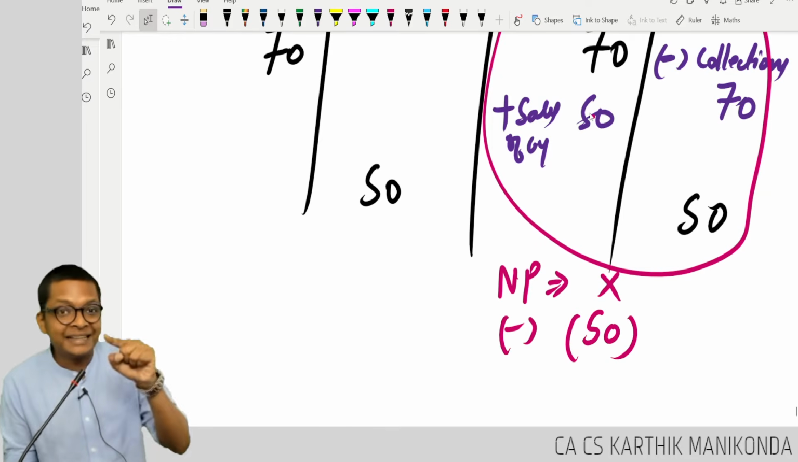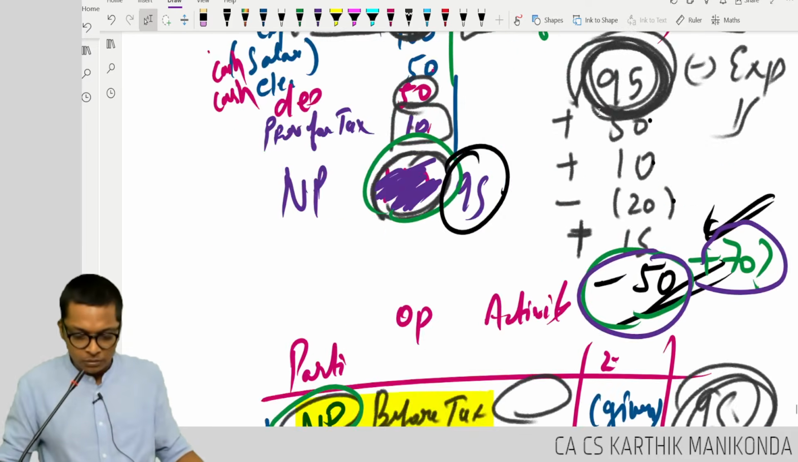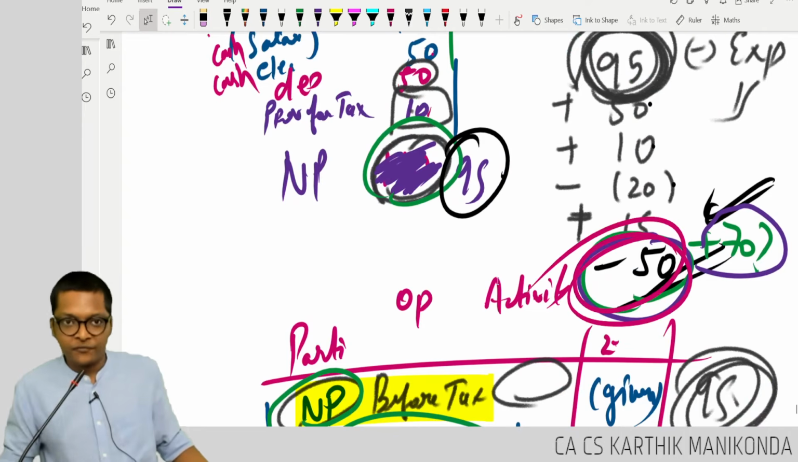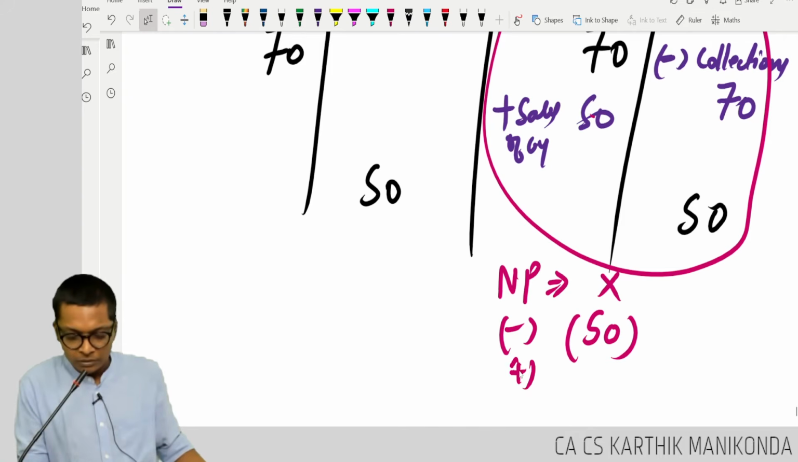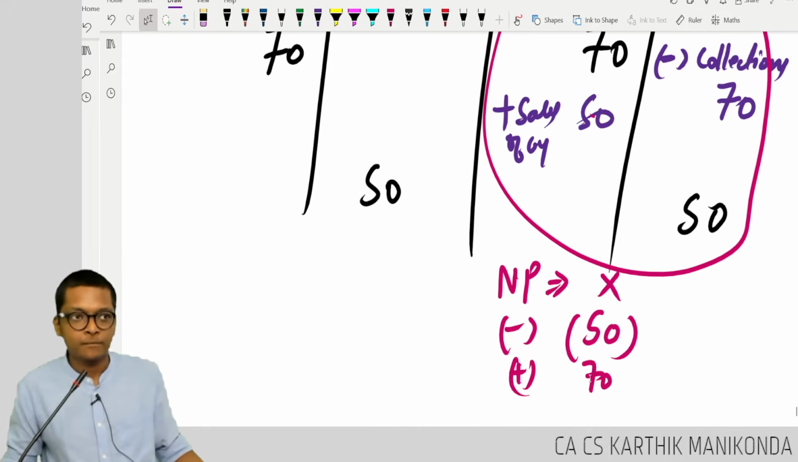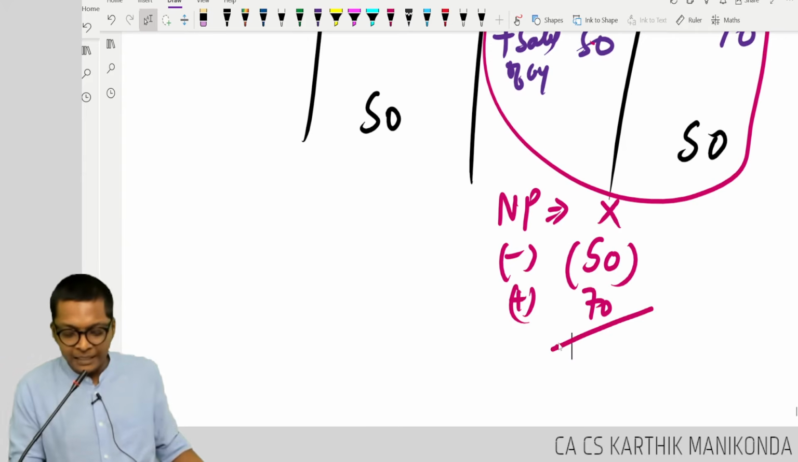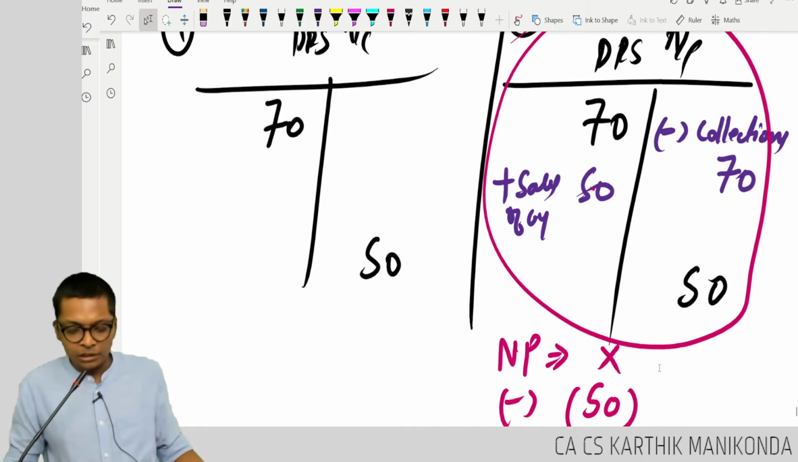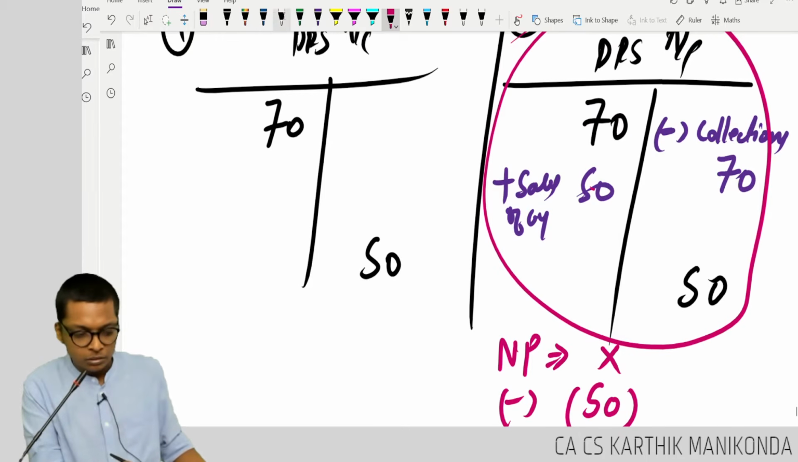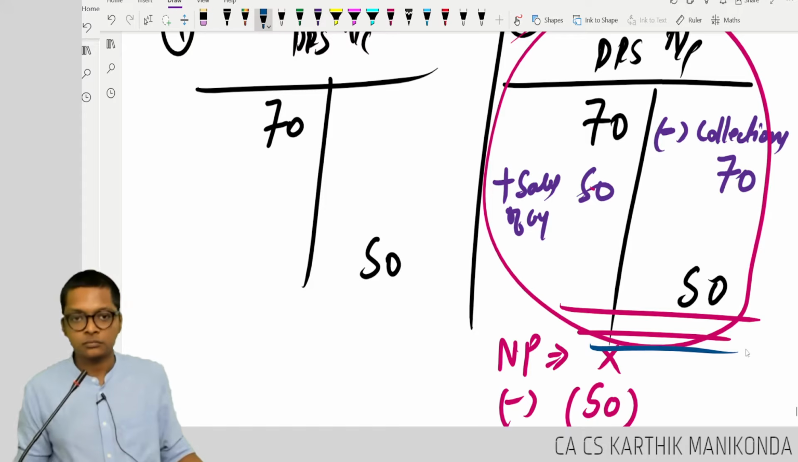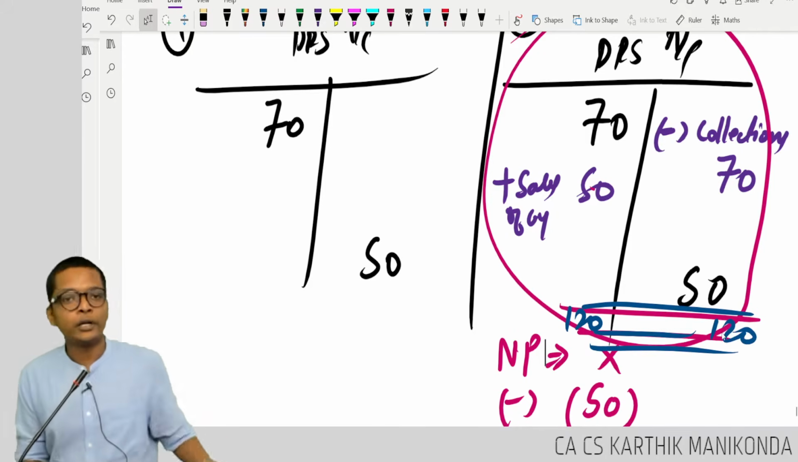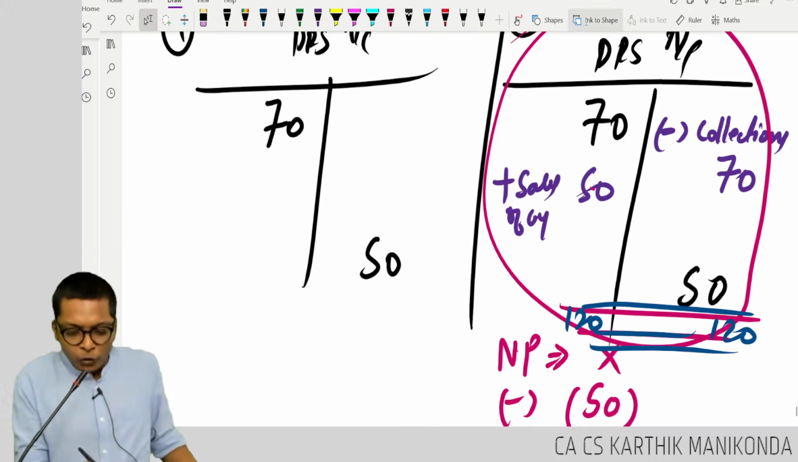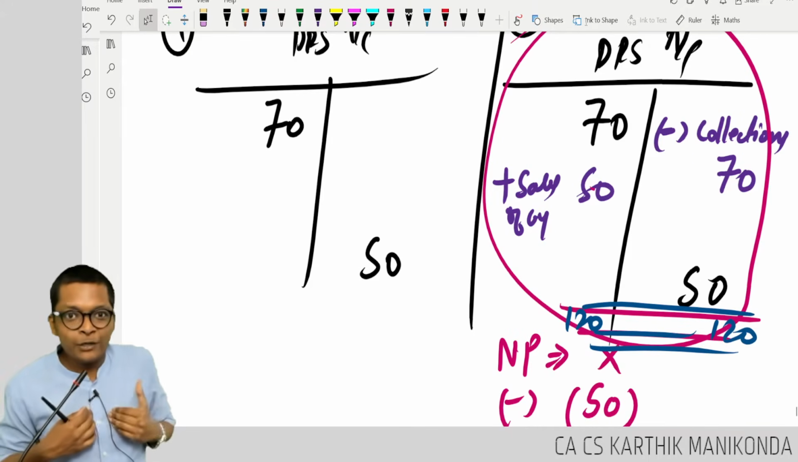50, current year sales. See here. Minus 50 and you added how much? 70. Why? Last year collection net impact is 20, correct? And debtors account is closed, correct? It's closed, guys. This side also 120, this side also 120, correct? This is the full ledger of debtors, but I don't have the ledger with me.